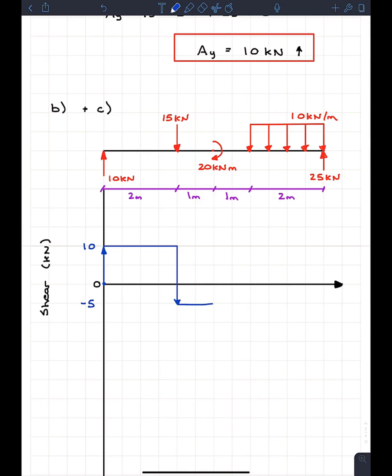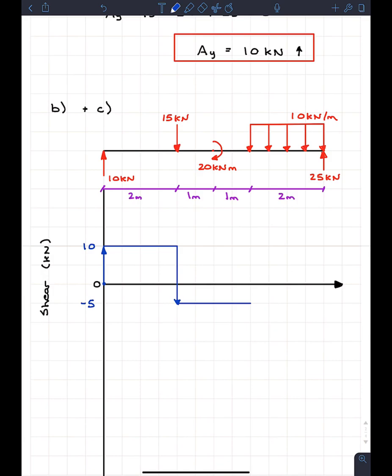So we're just going to come across. And then at this point, we see that there's a concentrated moment. And one thing that you guys will have to realize, and this will maybe get some of you, is this concentrated moment, well, it's a moment. It's not going to do anything to the shear. It's just a moment. So our shear is going to have no effect, and it's just going to keep going across the beam like this. So it's going to stay at -5, even past that concentrated moment.